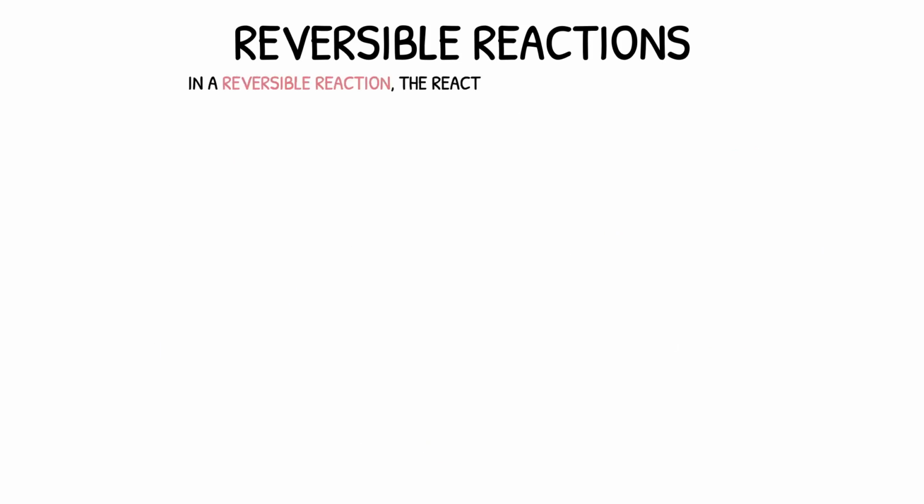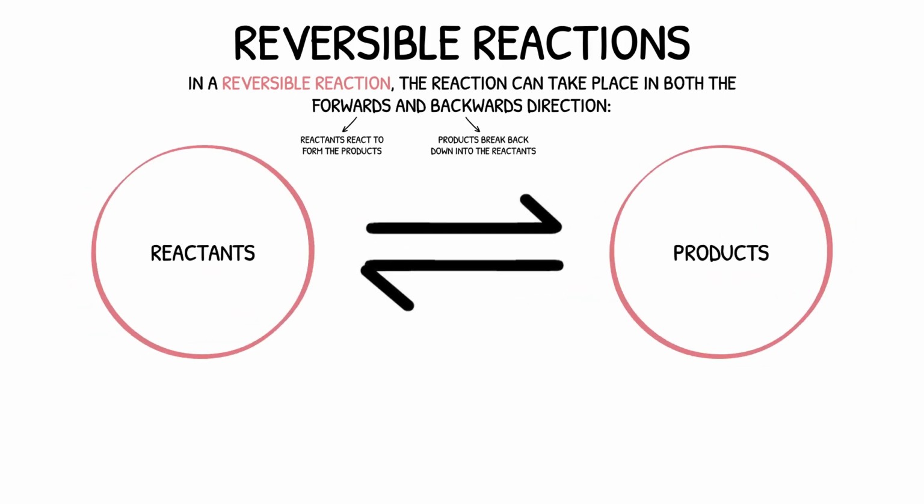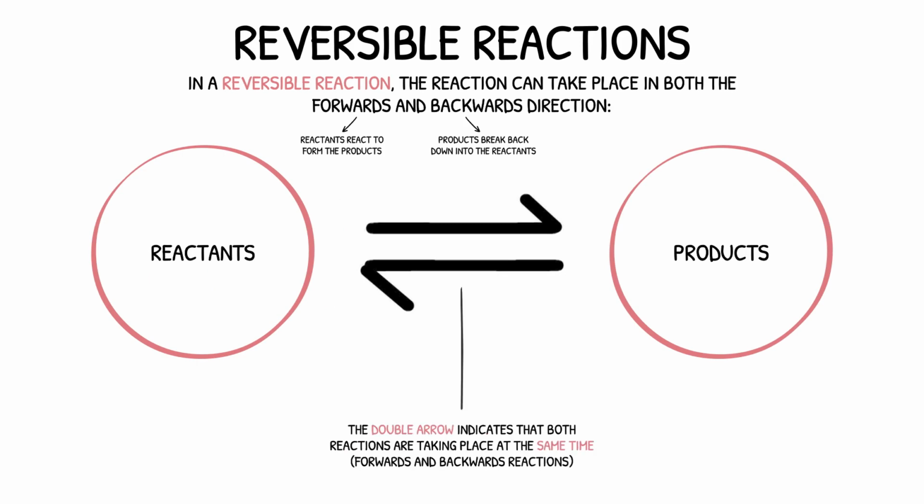In a reversible reaction, the reaction can take place in both the forwards and backwards direction. In the forwards reaction, the reactants will react to form the products, and in the backwards reaction, these products can break back down into the reactants. The general equation for a reversible reaction would look something like this. In place of the forwards arrow, we use a double arrow to show that the forwards and backwards reactions are taking place at the same time.